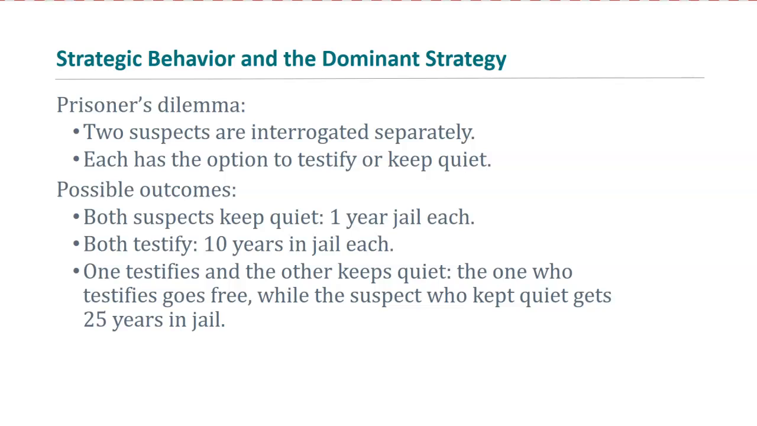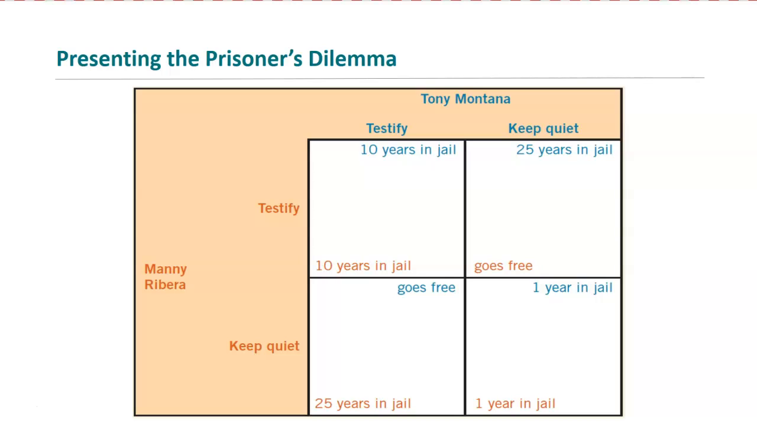And we can represent this dilemma as a table like this. So in this table, our two different prisoners, our suspects, are Manny and Tony. And Tony, in this case, is all the blue stuff, and Manny is all the red stuff. And if you don't have colors when you're working these as examples, then just be sure that you have things labeled correctly to keep track of what belongs to whom. So Tony has options either to testify or to keep quiet. And Manny also has those same options, to testify or to keep quiet.